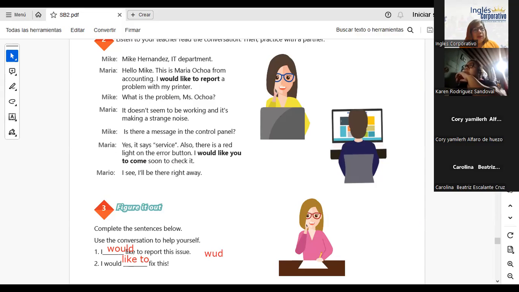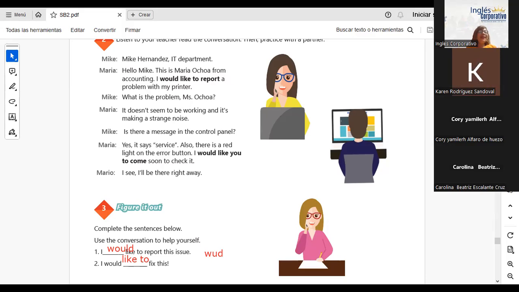Okay, listen. Mike Hernandez, IT department. Hello, Mike. This is Maria Ochoa from accounting. I would like to report a problem with my printer. What is the problem, Ms. Ochoa? It doesn't seem to be working and it's making a strange noise. Is there a message in the control panel? Yes, it says service. Also, there is a red light on the error button. I would like you to come soon to check it. I see. I'll be there right away.